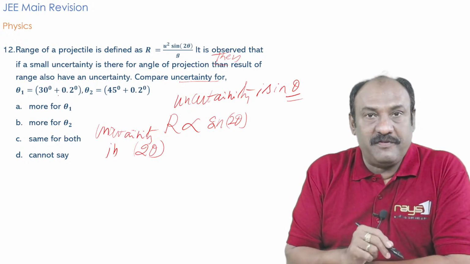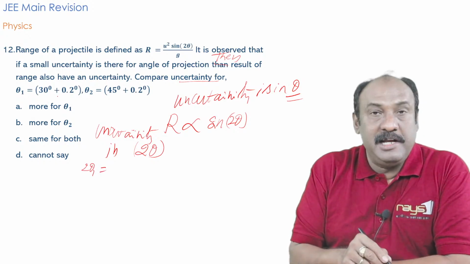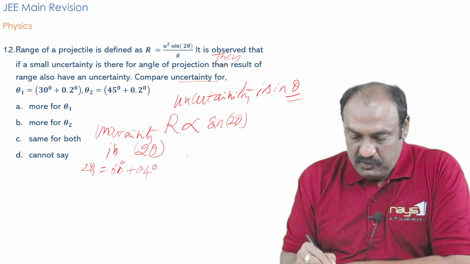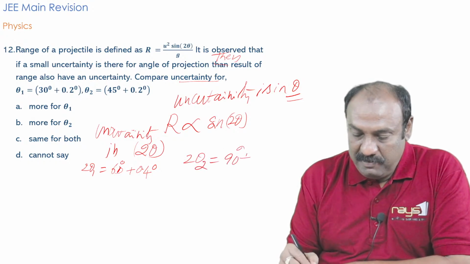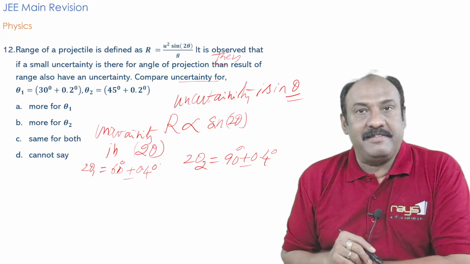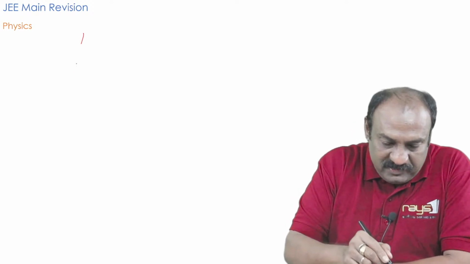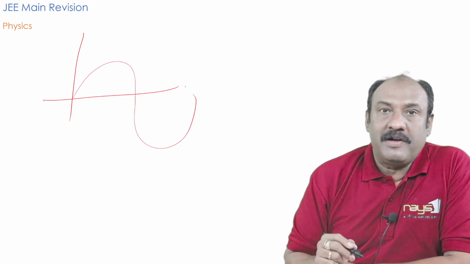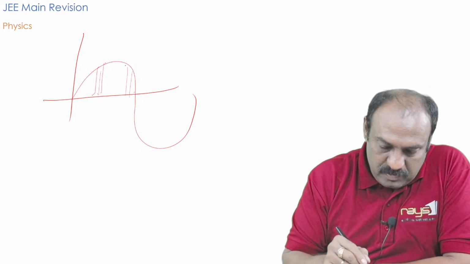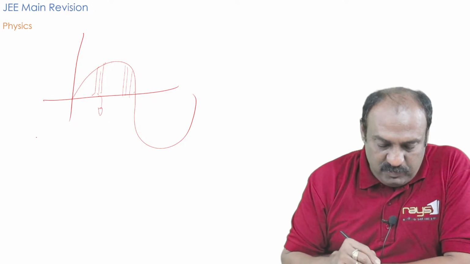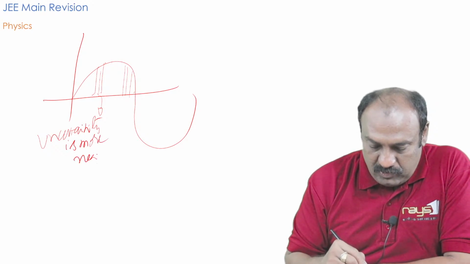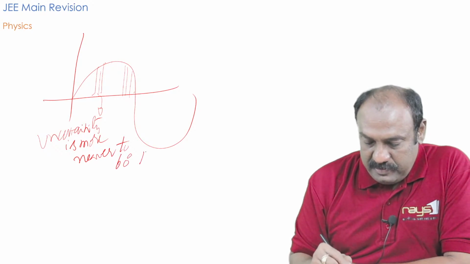So what is 2 theta for the first case here? 2 theta 1 is equal to 30 into 2, 60 degree, plus or minus 0.4 degree, and 2 theta 2 is equal to 90 degree, plus or minus 0.4 degree. So these are the uncertainties. Generally for the sine function, uncertainty is more nearer to 60 degree than 90 degree.